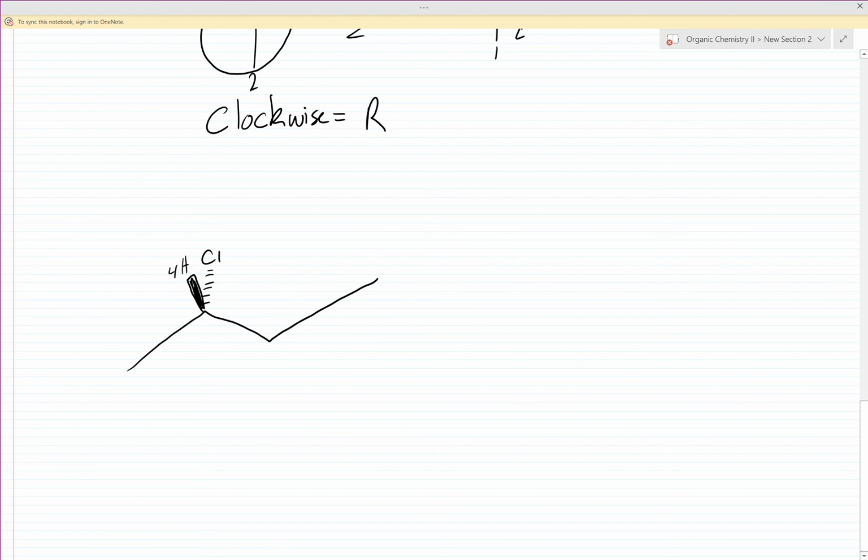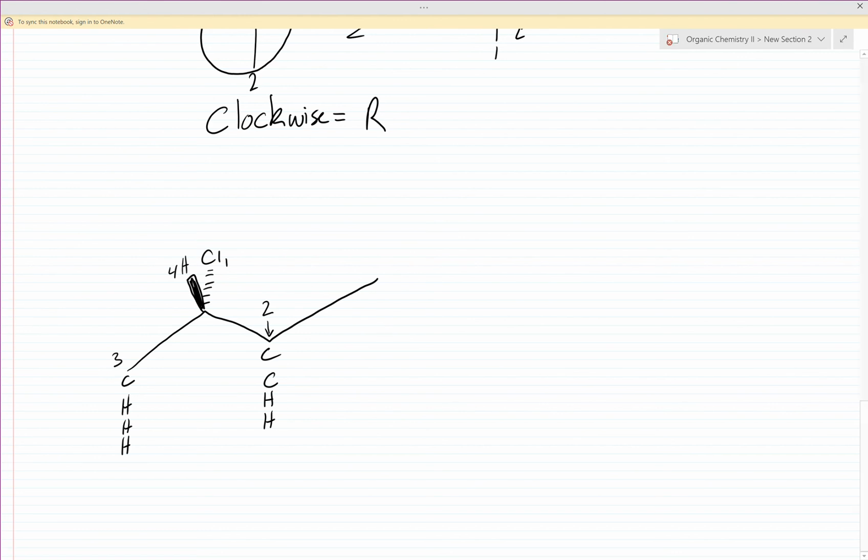Hydrogen, like I said, will get ranked 4. Chlorine is the largest of the atoms attached to that carbon, so it gets 1. And then one more time we have carbon and carbon, and we've seen before this type of ranking. This is an HHH carbon, and this is a CHH carbon. The CHH carbon outranks the HHH carbon, and so this carbon is 2, and then that makes this carbon 3.